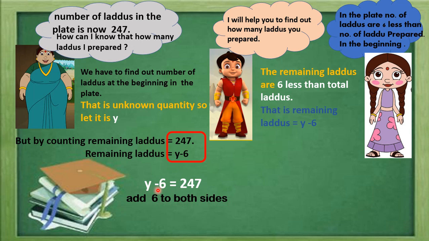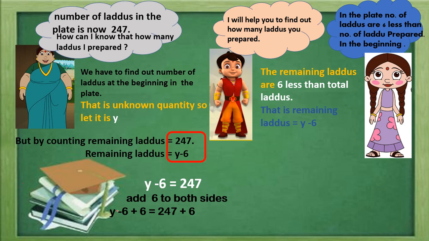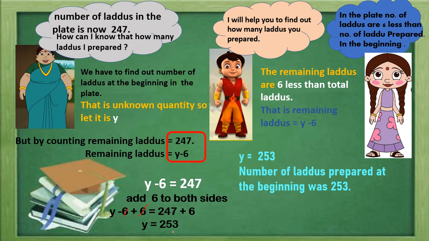So we get y minus 6 plus 6 is equal to 247 plus 6. So this is again an equation, equivalent to the previous one, y minus 6 is equal to 247. Now here minus 6 and plus 6 becomes 0. So in the next step we get y is equal to 247 plus 6. Now the addition of this is 253. So we can say y is equal to 253. Now this is the number of laddus prepared by auntie in the beginning.